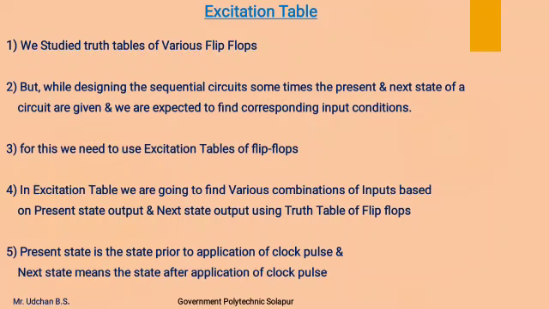The present state is nothing but the state prior to the application of clock pulse, and next state means the state after application of the clock pulse. The present state is indicated by Qn, we already know this, and the next state is presented by Qn plus 1.